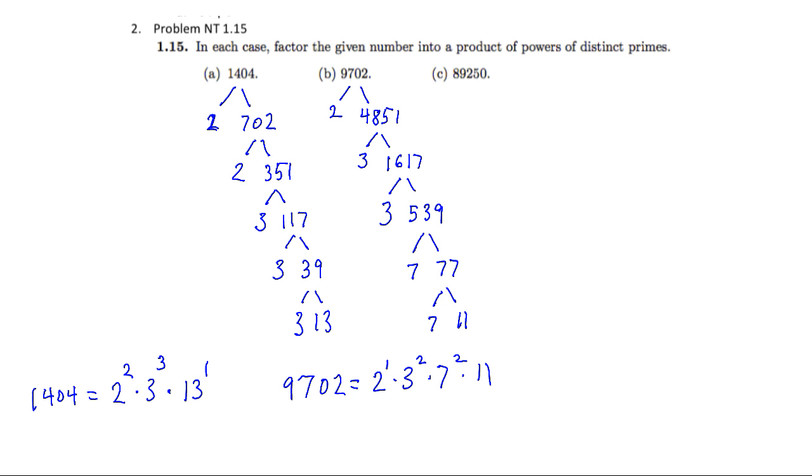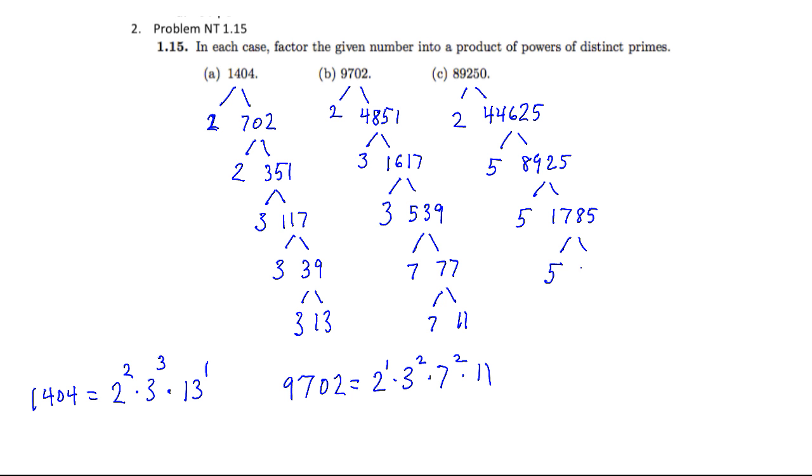Finally, 89,250 is even, so I get twice 44,625. Now this is divisible by 5 clearly, so I'll just divide by 5 here. 8925. Again, clearly divisible by 5, so I'll factor that out, and I get 5 times 1785. Still clearly divisible by 5, and I get 5 times 357.